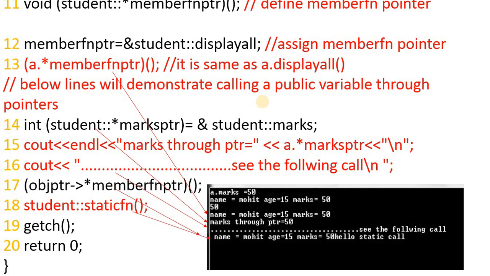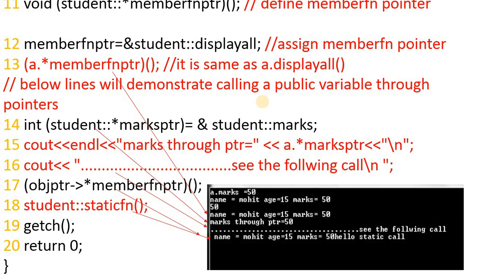Now line number 16 is cout, that is printing the following call. You can see that on the screen too. Now line number 17 says display, the member function pointer. The member function pointer was assigned to display all. Remember, it just executes that function in line number 17, and you can see that.